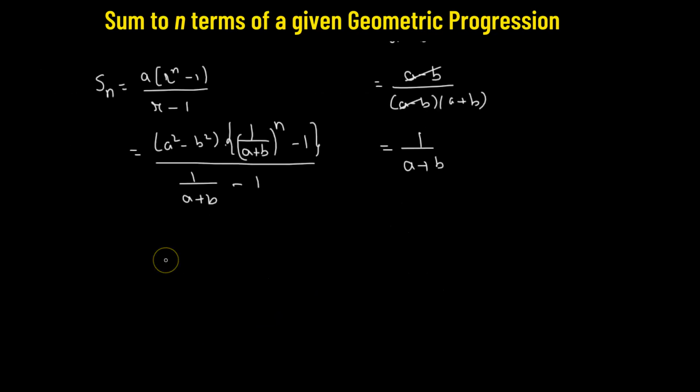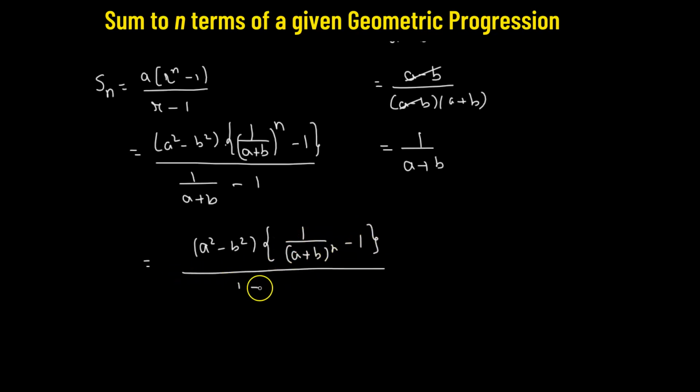So let's further simplify this. So we are going to get a squared minus b squared whole multiplied to 1 over a plus b raised to the power of n minus 1 divided by, we have 1 minus a minus b divided by a plus b. So that goes back into the numerator to give us a plus b times a squared minus b squared. So this is going to be the sum to the n terms of the given geometric progression. Let's go to the next problem.